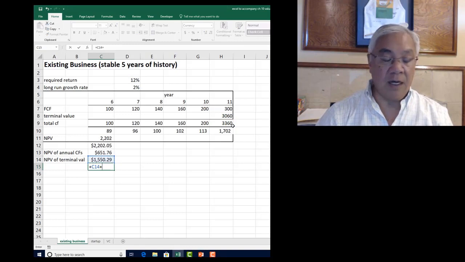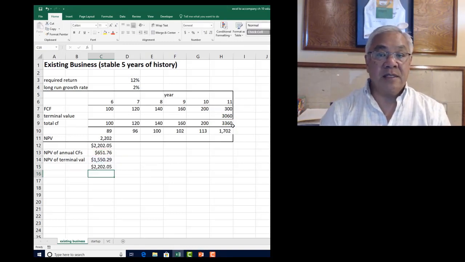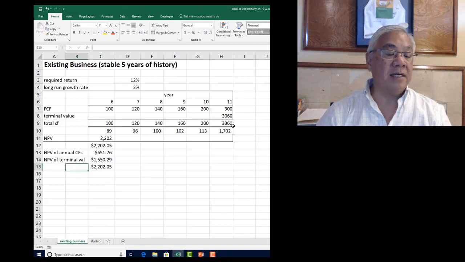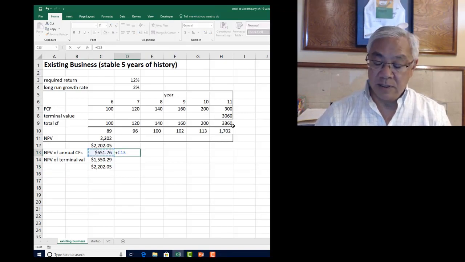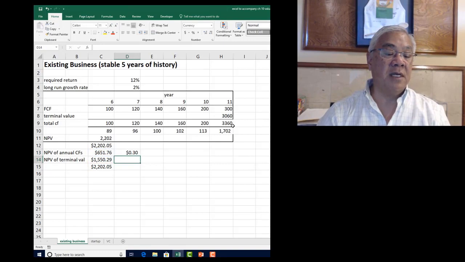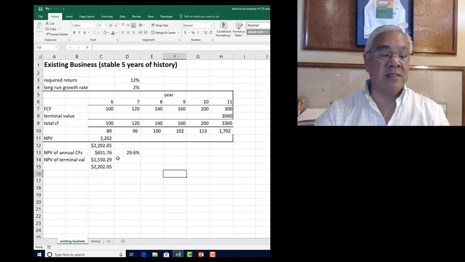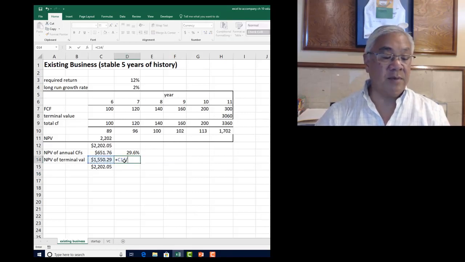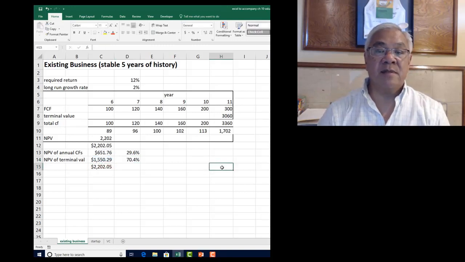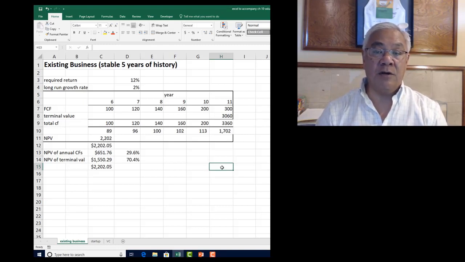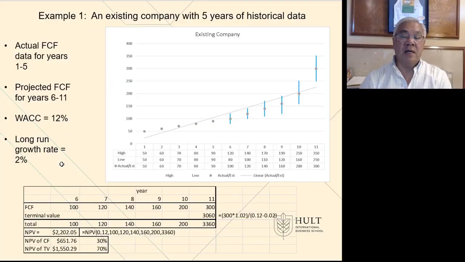So the sum of the cash flow from running the company plus the cash flow from the terminal value equals the net present value. So this had to equal, but what this does is it tells us what's the composition. So 651 divided by 2200 is, stated as a percent, roughly 30% of the value comes from running the business. And the other side is, how about selling the business at the end of year 6? So 70% comes from selling the business after 6 years. Most of the value is derived from the value created by building a good business, but we get about 30% from running the business. So that is the first example of an existing company with 5 years of historical data.